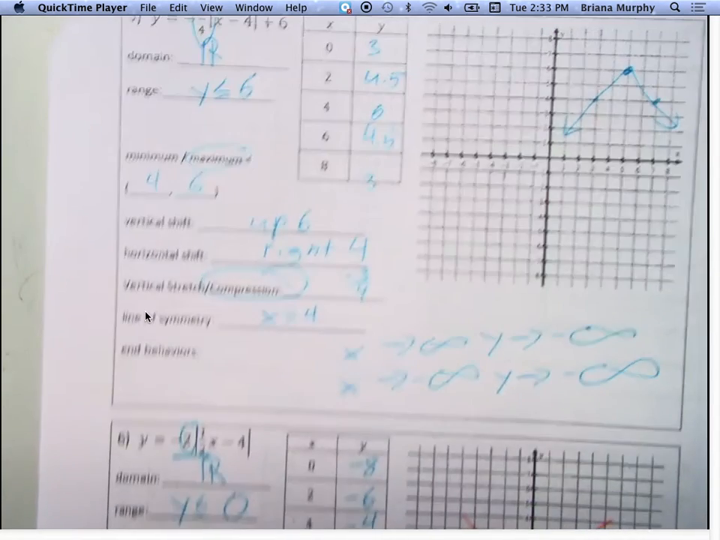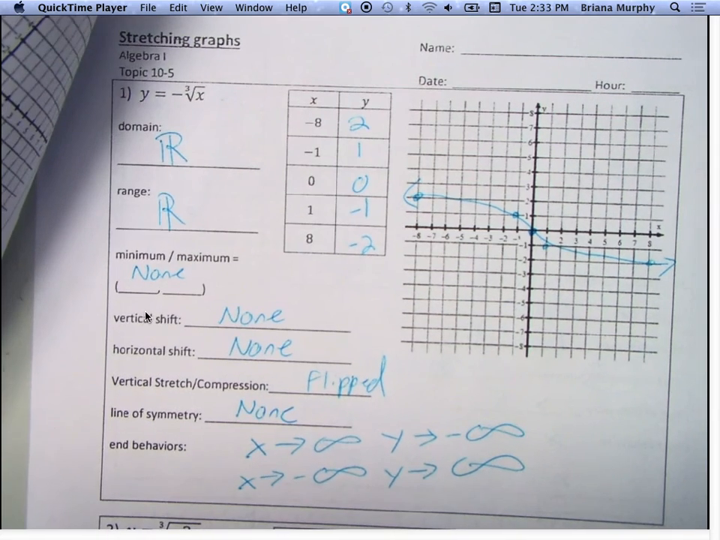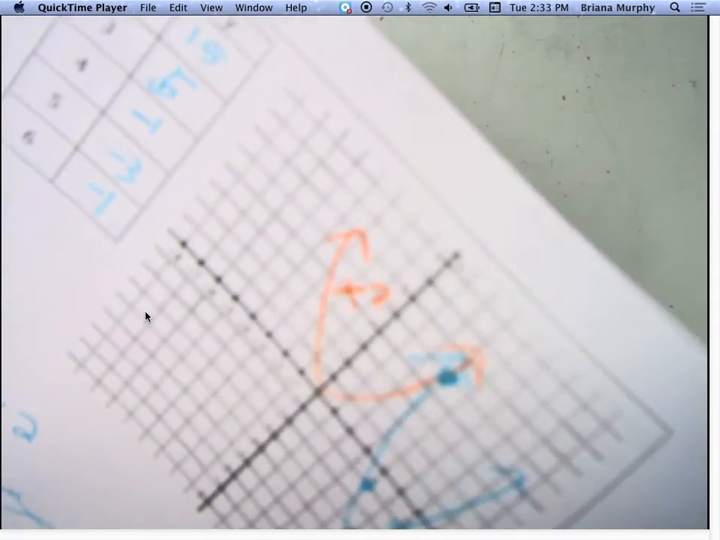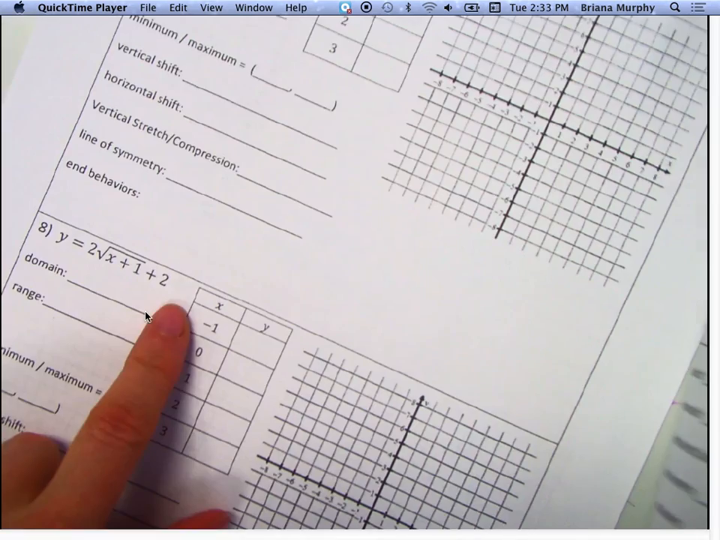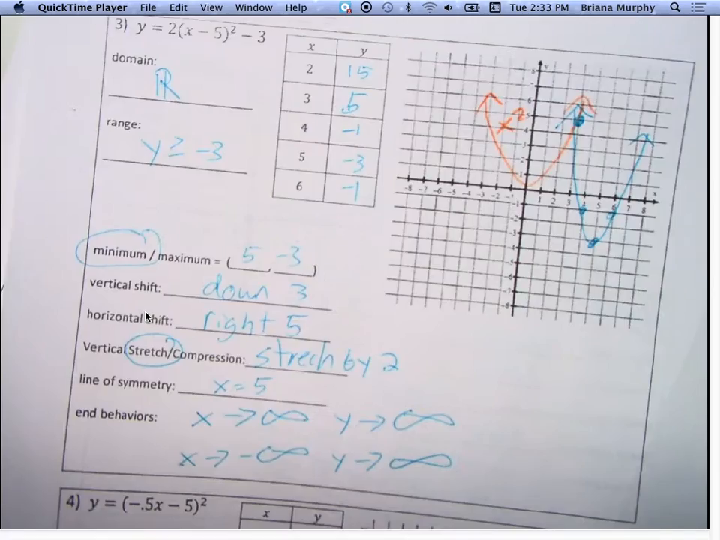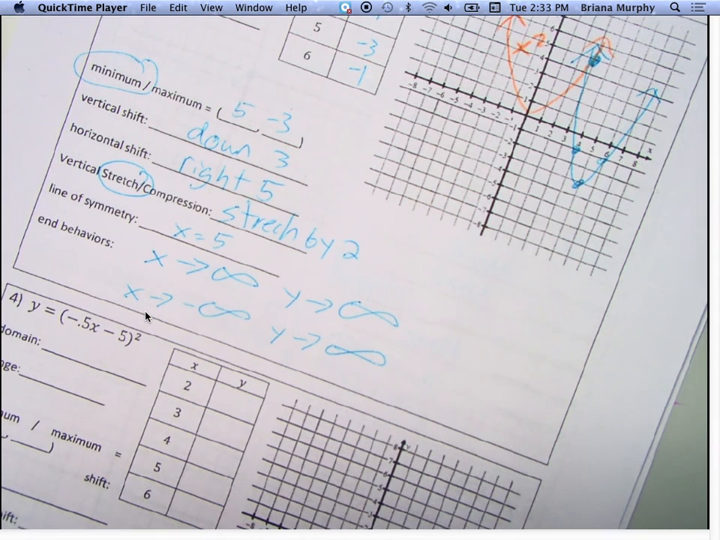Okay, so I did 5 and 6. You guys are going to do 7, 8. I did 3, 2. So you just have 7, 8, and 2. And 4. So you got 4 to do for homework tonight.